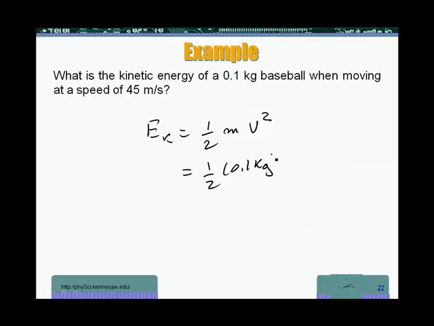0.1 kilogram times 45 meters per second, and that's squared. Notice that this is an actual speed of a baseball. That's, I think, the highest speed of a baseball that was recorded. 45 meters per second is a record speed for a baseball. Now, when I calculate that, 45 squared is 2025. So times 0.1 divided by 2. So that's equal to 101 joules.